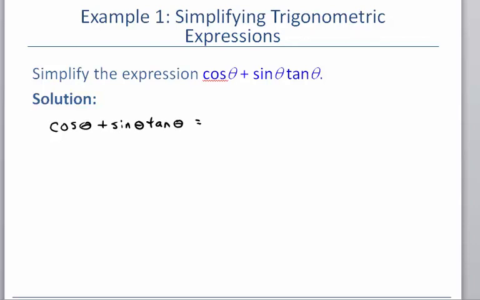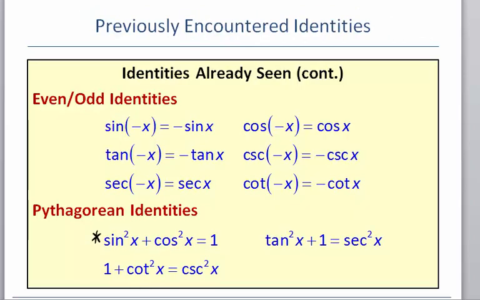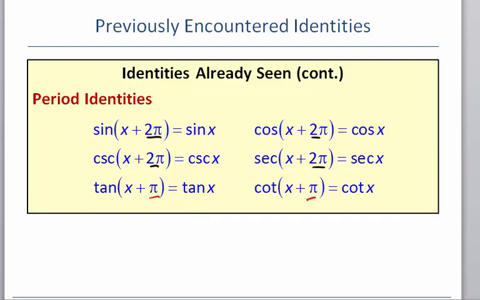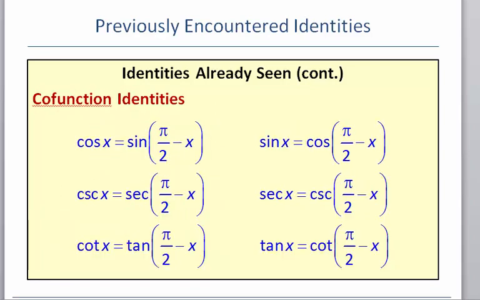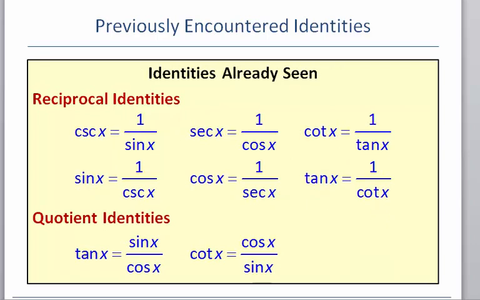And then I need to find an identity that can be used to substitute in for tangent so that the entire problem has nothing but sines and cosines. So I'm going to go back and look for an identity that I can use for tangent, something that only has sines and cosines in it. And so I'm looking specifically at this identity: tangent is equal to sine over cosine. So I'm going to go back to my problem and plug that identity in.